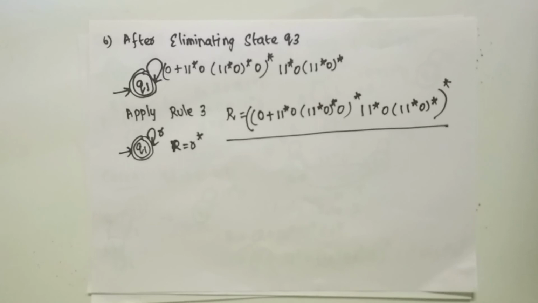So I think you understood how to find the regular expression when the initial state and final state are the same. When the initial state and final state are the same, you need to apply rule number 1, 2 and 3. When you have a different initial and final state, you need to apply only rule number 1 and 2 to find the final regular expression. I think you are clear how to follow the steps and how to apply the state elimination method rules to find the regular expression.